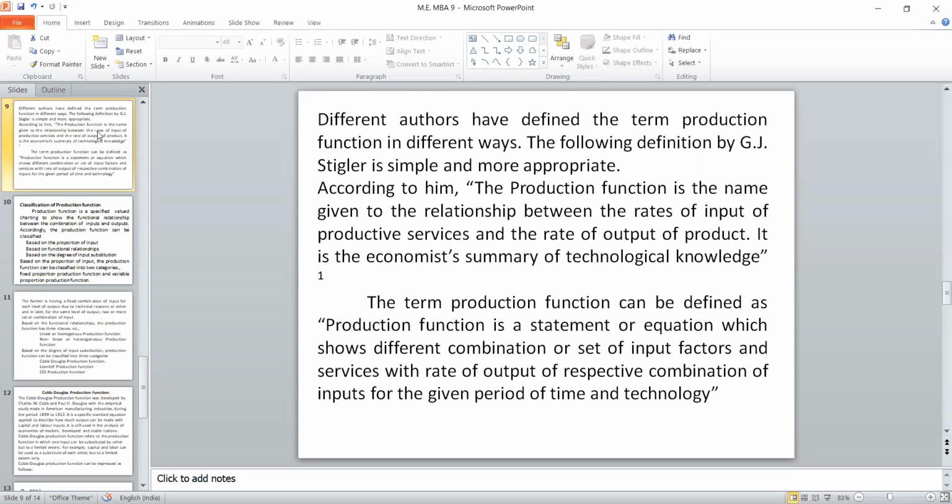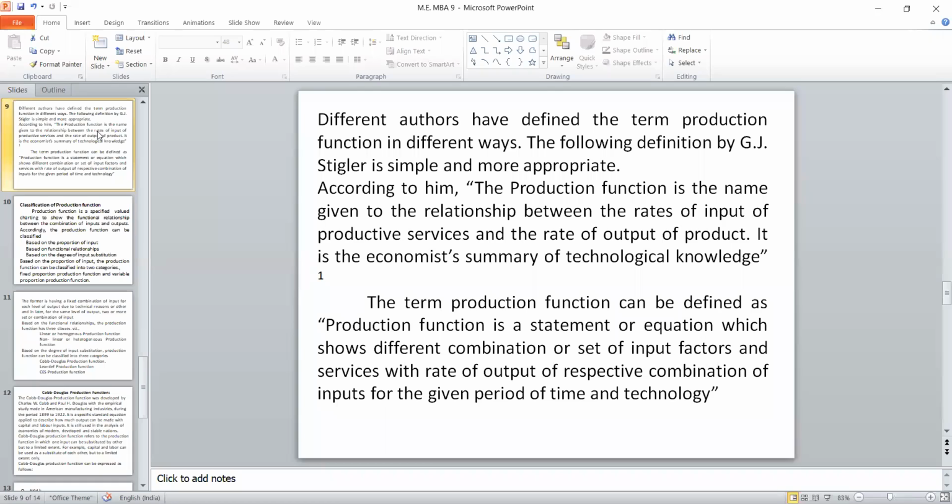It's very easy to say. It is a statement or an equation which shows what all the inputs are used in order to get the required output with a respective combination of that particular input. How we are getting our required output for a given period with a given technology. This is the best definition.